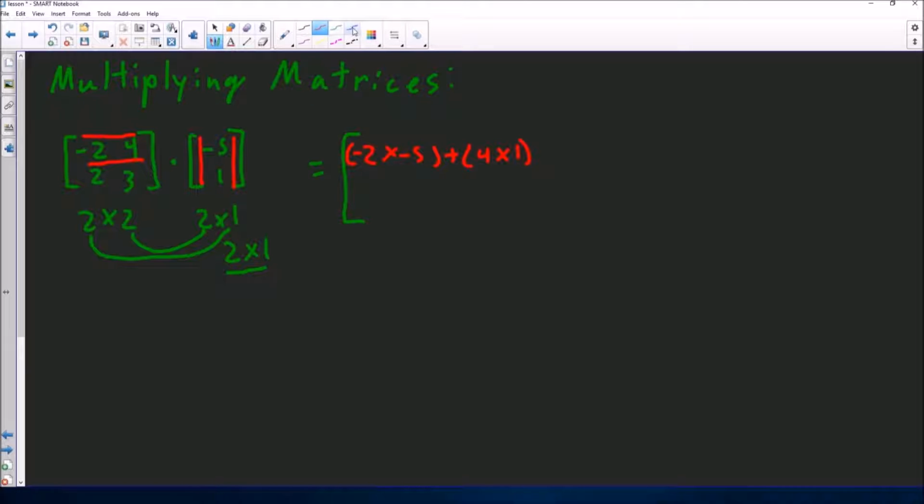So now that we've done the first row and the first column, we're going to take a look at the second row and the first column. So let's do it. So we have 2 times negative 5 plus 3 times 1. And there we have it. So now we just have to simplify. So we end up with negative 2 times negative 5, so that's 10, plus 4 times 1, 4. 2 times negative 5 is negative 10 plus 3 times 1, which is 3, which is just equal to the matrix 14 and negative 7. And that's our answer. So we multiplied these matrices together successfully.